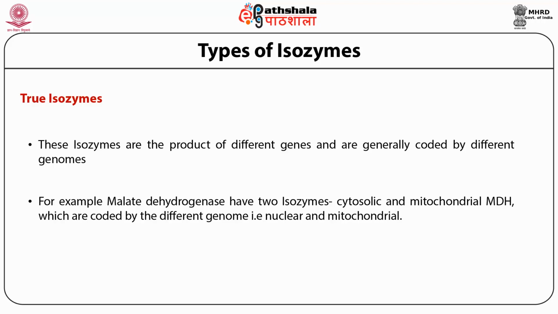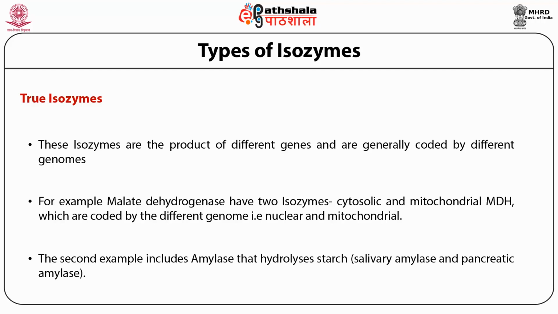the nuclear genome. The second example of true isozymes is amylase, which hydrolyzes starch. Amylase is either salivary amylase or pancreatic amylase. So they have a difference in origin. One is synthesized in the salivary gland and the other is synthesized in pancreatic cells. So true isozymes basically have a difference in the genome or genes which are coding that isozyme.